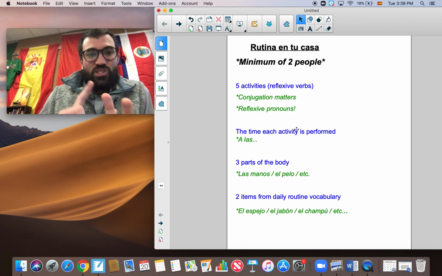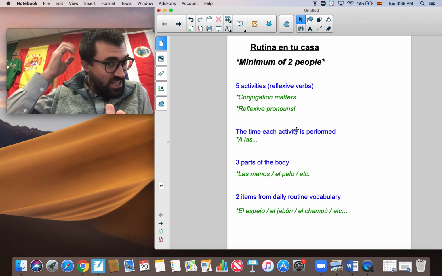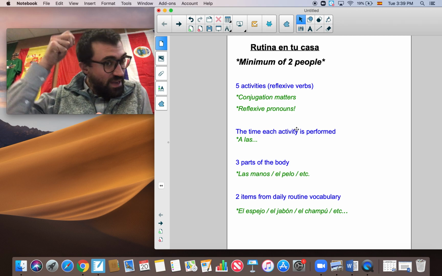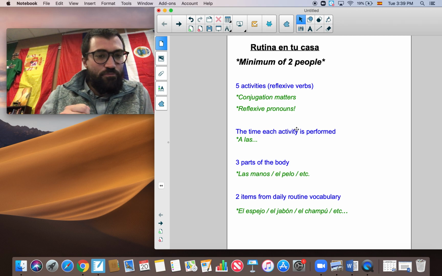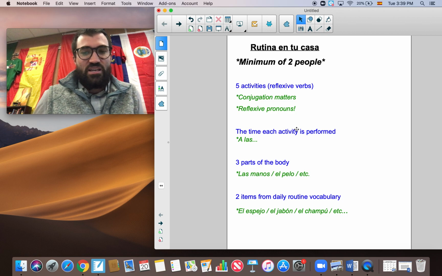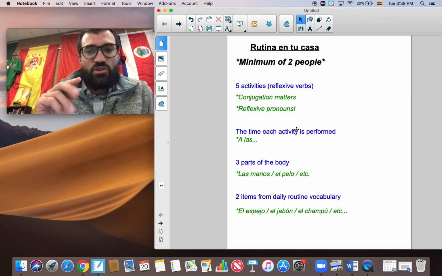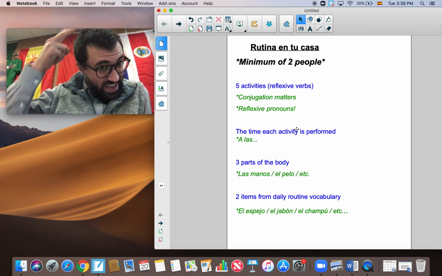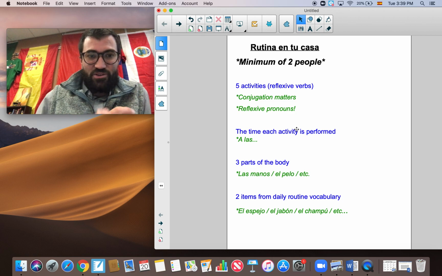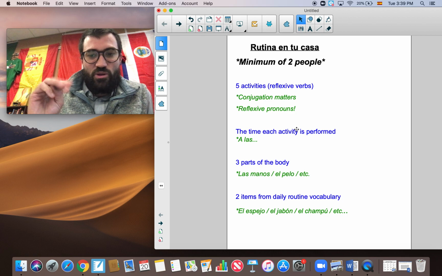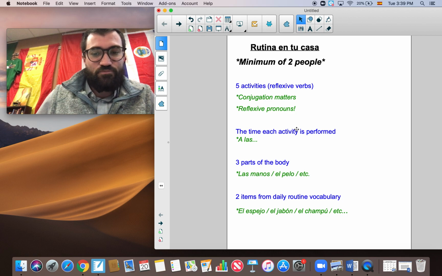See, there's a lot of things you could use with lavar. You could also use cepillar el pelo. Cepillarse el pelo, me cepillo el pelo, me cepillo los dientes, o me lavo los dientes, me lavo las manos. You could say 3 cosas with the verb lavar. Yo me lavo los dientes, el pelo, y las manos. You just hit 3 body parts with one verb, lavar.